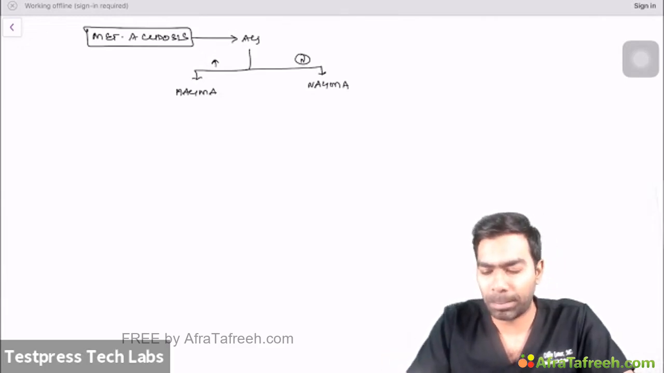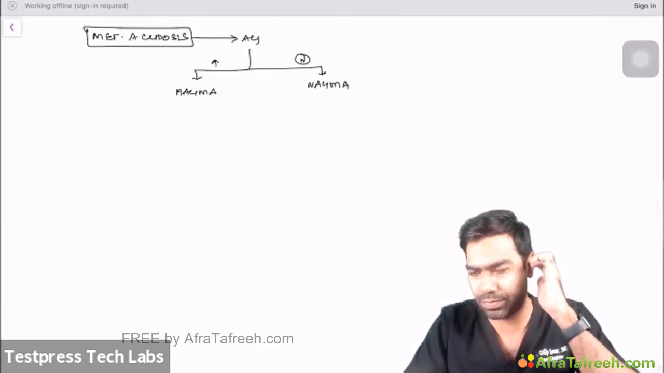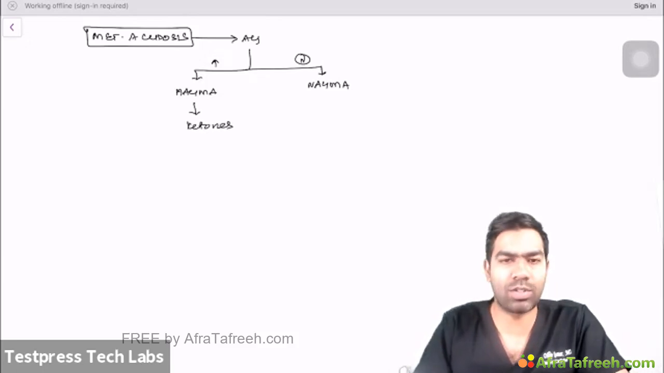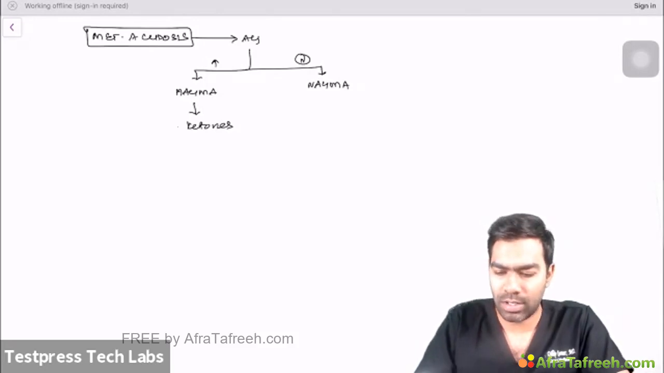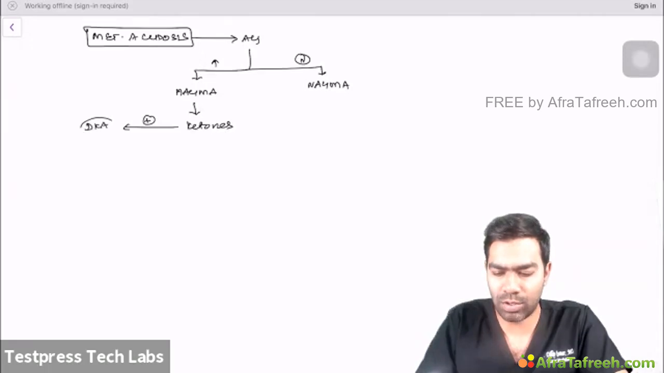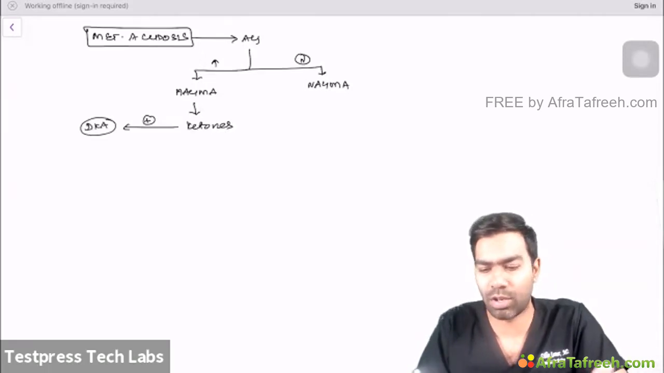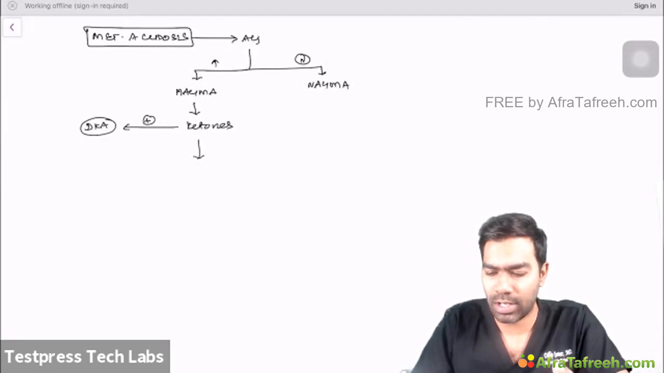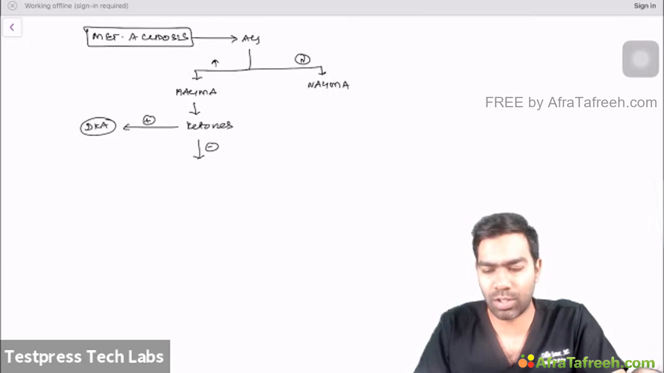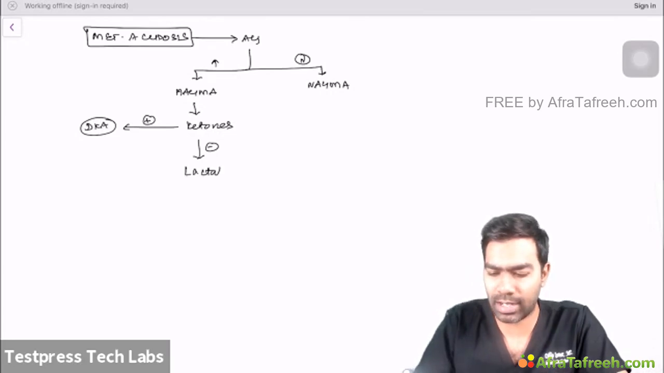The next step in approaching a HAGMA is to find out what is the cause of the HAGMA. In this situation, I'll be seeing the ketone bodies first. See the ketones, whether they are positive or negative. If ketones are positive, then think about diabetic ketoacidosis or alcoholism or starvation, which I've told you already. If ketone bodies are negative, rule out two important causes, that is lactic acidosis and uremia. So in this setting, I can see lactate and I can see serum creatinine.